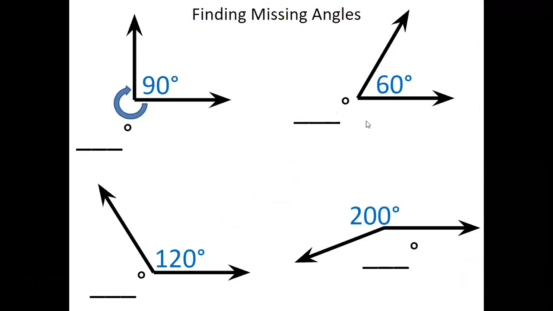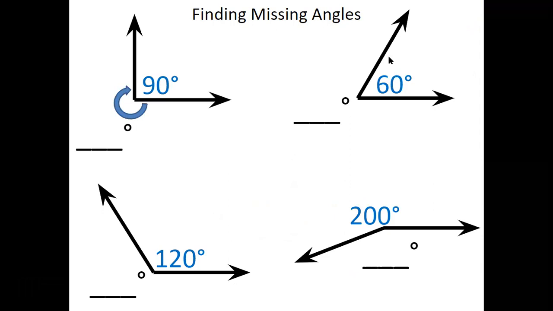Now, how do we find the missing angle? If we think of angles like a full rotation, we have to look at what we have and subtract it from what a full rotation is. So if a full rotation is 360 degrees, and I have 90 degrees, that means I'm just going to do 360 minus 90, and then you get your number.